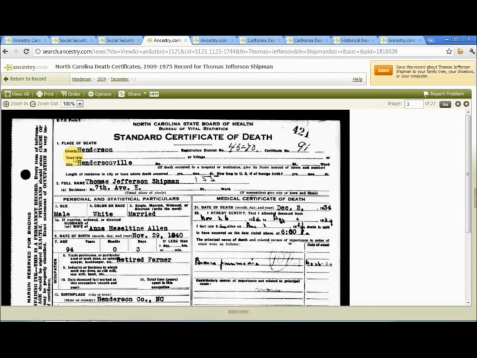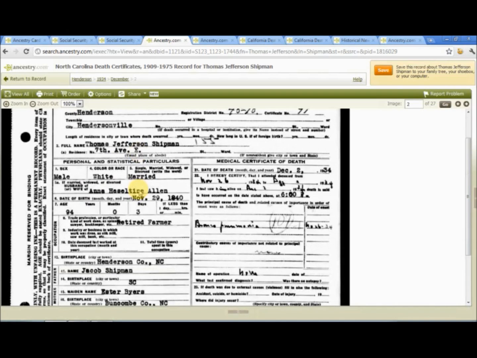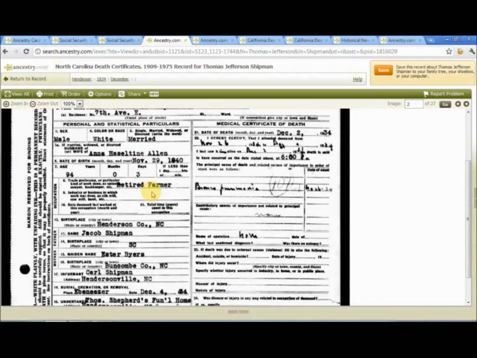Again, the place of death here is Henderson County, which corroborates the information that I knew about him. The city is Hendersonville. His full name is listed, Thomas Jefferson Shipman, and his residence, which is kind of fun, of 7th Avenue East. Now, if I scroll down just a little bit, you'll find a whole treasure trove of additional information on this certificate.